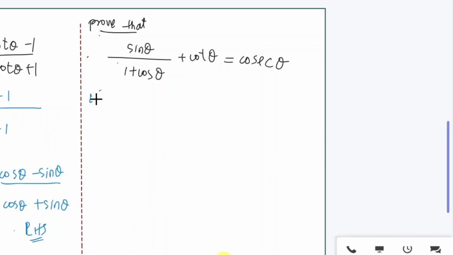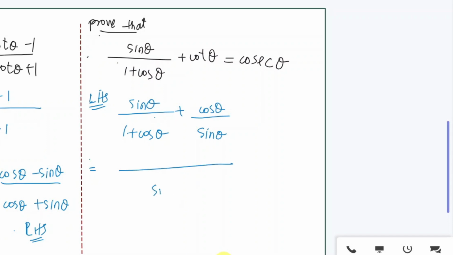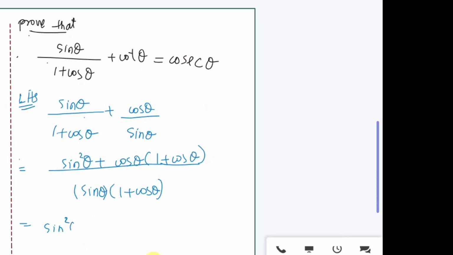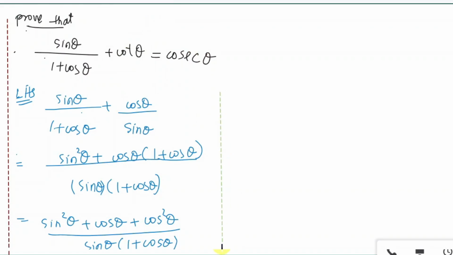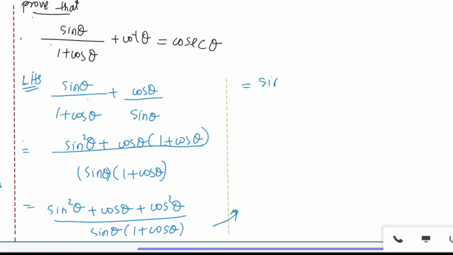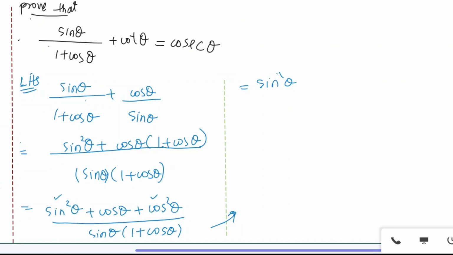In this question, if you notice, the left hand side has the cot of theta, so we can convert it into cos over sin. So we take the left hand side and take the LCM. In the LCM, you will have the denominator sin theta (1 plus cos theta), and the numerator will become sin square theta plus cos theta (1 plus cos theta). And the numerator sin square plus cos theta plus cos square theta, and the denominator will be sin theta and 1 plus cos theta. Then you can see that the numerator has sin square plus cos square, which we can combine, and it will be converted into 1 later on, and write the other terms as they are.